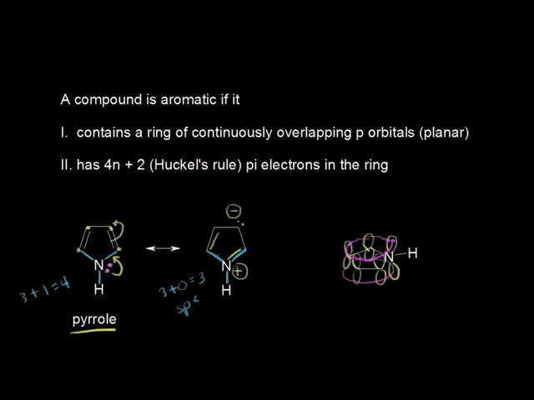And so let's go ahead and check the criteria for aromaticity. So pyrrole does contain a ring of continuously overlapping p orbitals, and it does have 4n plus 2 pi electrons in that ring. So let's go ahead and highlight those, right? So we had these pi electrons, so that's 2, these pi electrons, so that's 4, and then these pi electrons here in magenta are actually delocalized in the ring. So that gives us 6 pi electrons. So if n is equal to 1, 4 times 1 plus 2 gives me 6 pi electrons. So pyrrole has 6 pi electrons and it also has a ring of continuously overlapping p orbitals, so we can say that it is aromatic.